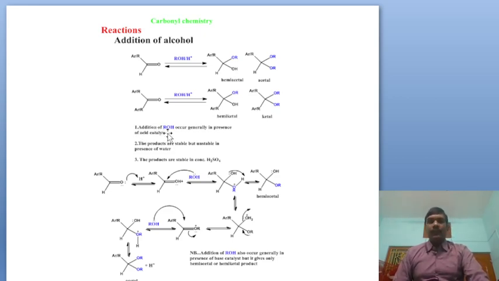Addition of alcohol is generally in the presence of an acid catalyst. The products are stable but unstable in the presence of water. The products are also stable in concentrated sulfuric acid. This is the mechanism given here. The formation of acetal, hemiacetal, ketal or hemiketal is a purely acid catalyzed reaction. Here it is given.